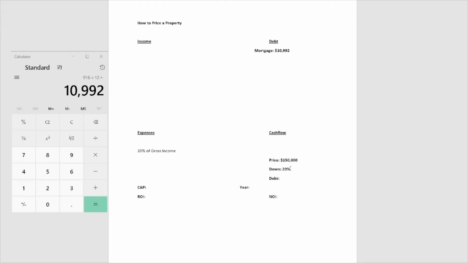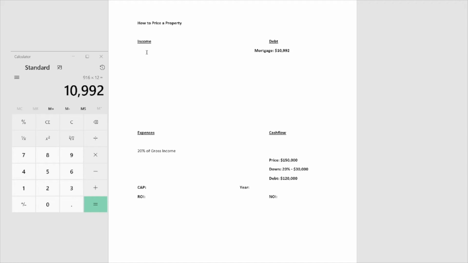So down here where it says cash flow, we're going to put the price of the house, $150,000, and we're going to put 20% down, which is going to be $30,000. And this means the debt on the house, to find this, you're going to take the amount of money that you're putting down, which in this case is $30,000, and minus this from the price of the house. So that means that our debt on this property would be $120,000. So right now we put $30,000 down and our mortgage is $10,992.